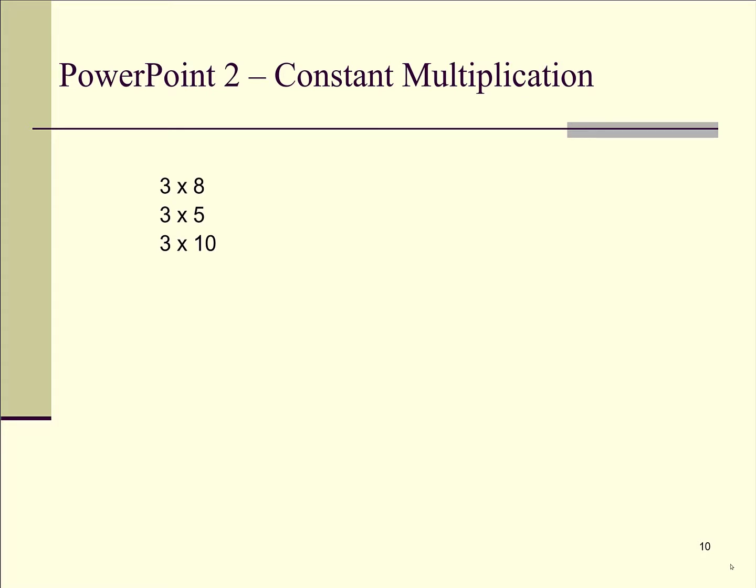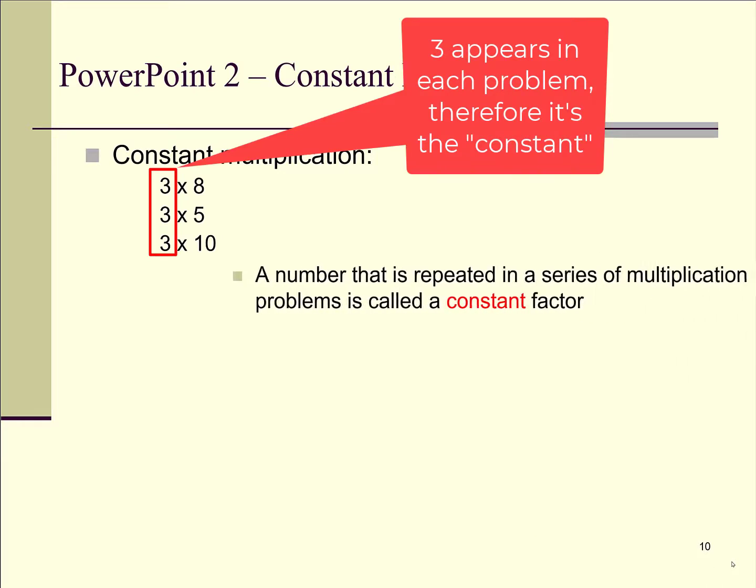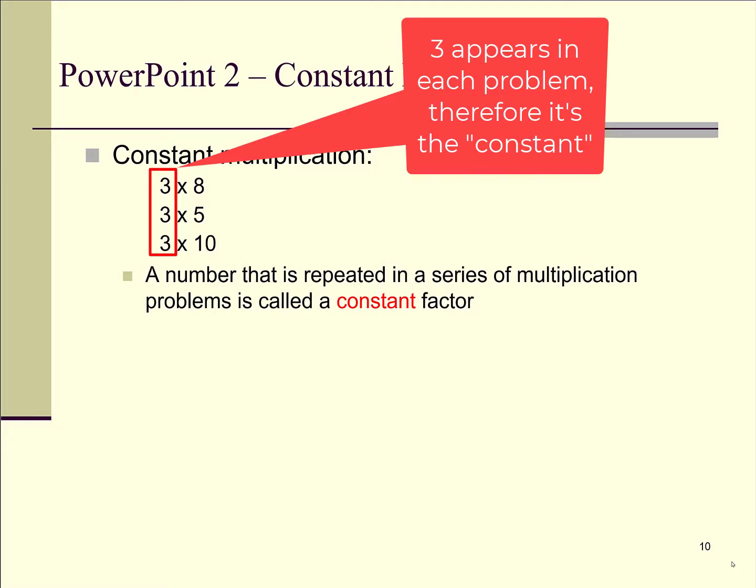Now we're going to work on constant multiplication. This is a technique that can help you save time and be more efficient when using your calculator. Notice we have 3 multiplication problems, and each problem has the same number in each of them. In this case, the 3. So a number that is repeated in a series of multiplication problems is called a constant factor.